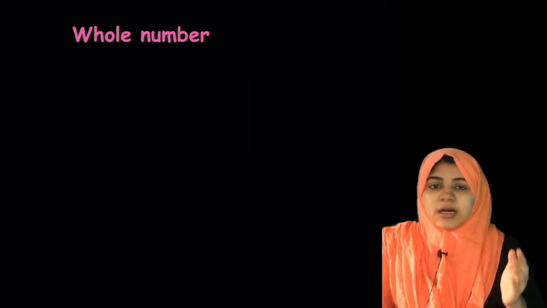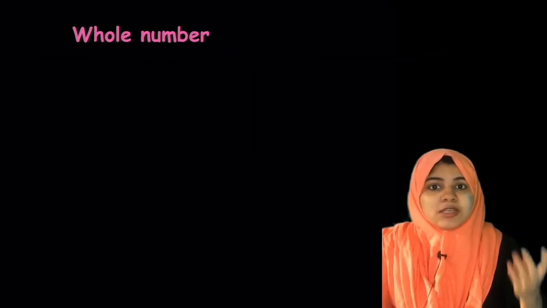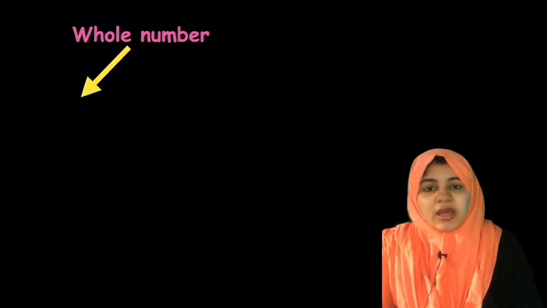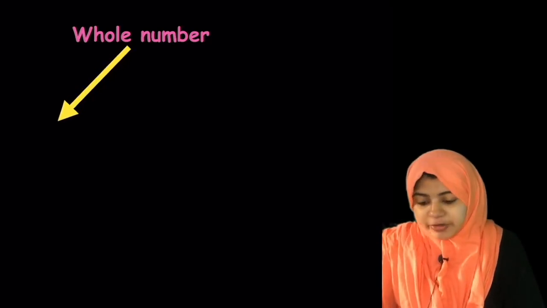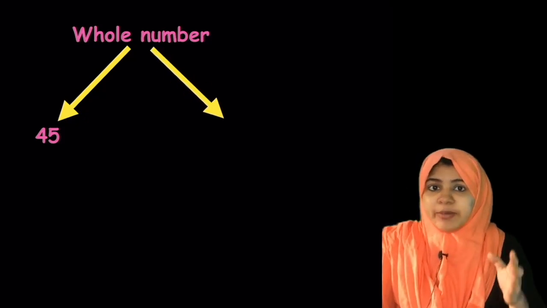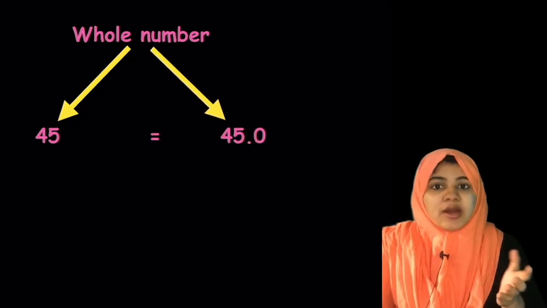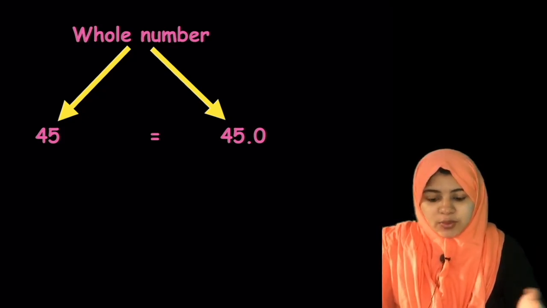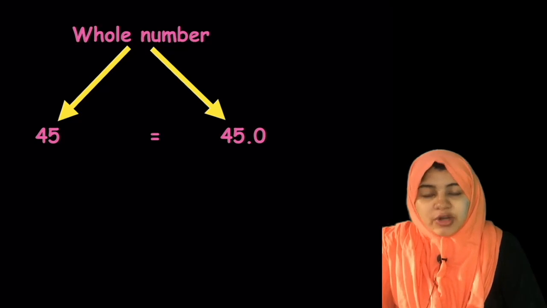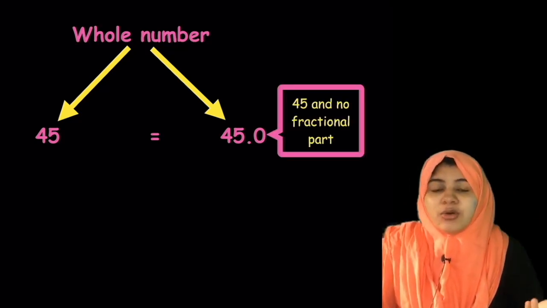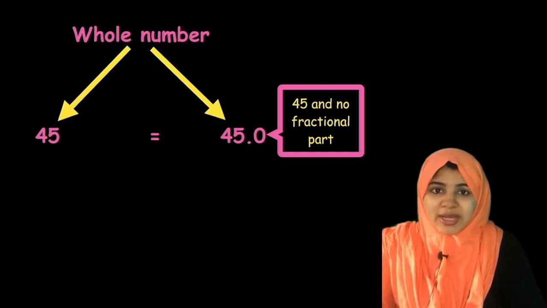Now, consider a whole number. A whole number can also be written with a decimal part. Like, for example, see here, I'm taking a number 45. So, I can write this as 45.0. Both are equal. 45 and 45.0 are equal. What does 45.0 mean? It is 45 and no fractional part, right?